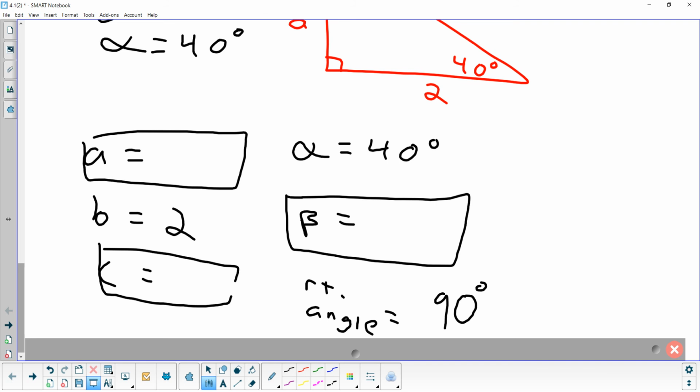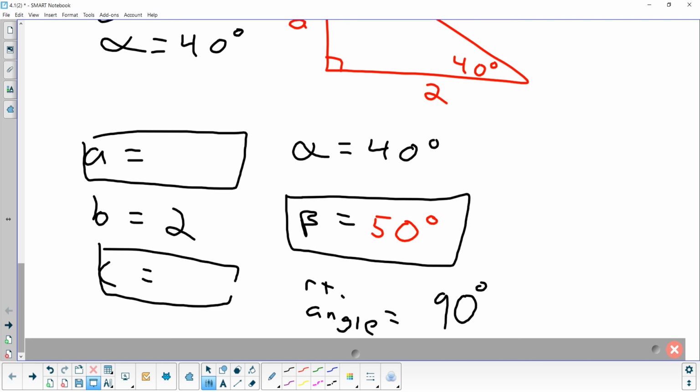And we know that these two angles, alpha and beta, what do those have to add up to? 90. Those have to add up to 90, because we can just take the 90 out right away for the right angle. So for alpha and beta to add up to 90, what does beta have to be then? 50. Okay. So there's our first angle, 50. Questions on that?